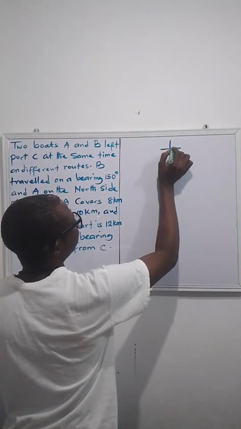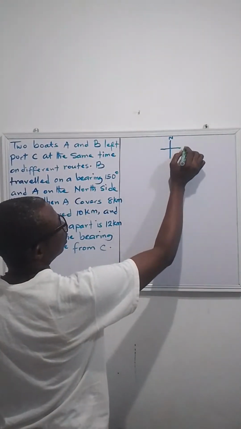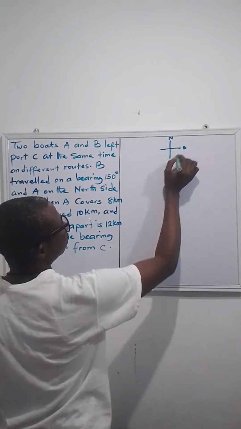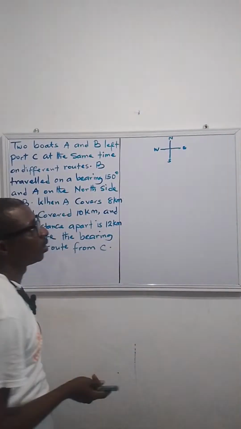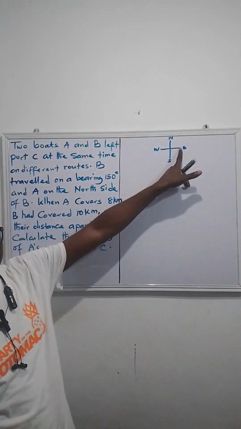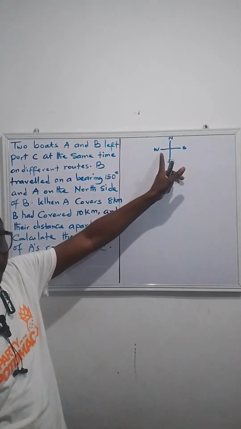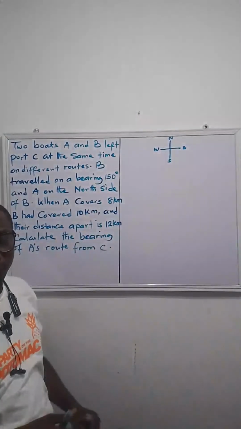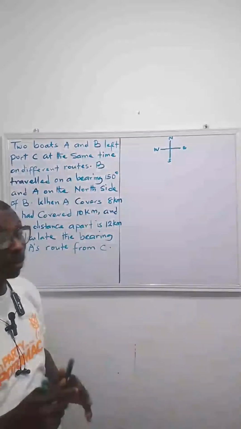Don't forget, these are cardinal points where this is the north, this is the east, this is the south, and this is the west. From north to east is 90 degrees, from east to south 90 degrees, south to west 90, and west to north is 90 degrees. So the total angle is 360 degrees. Just take note of that.